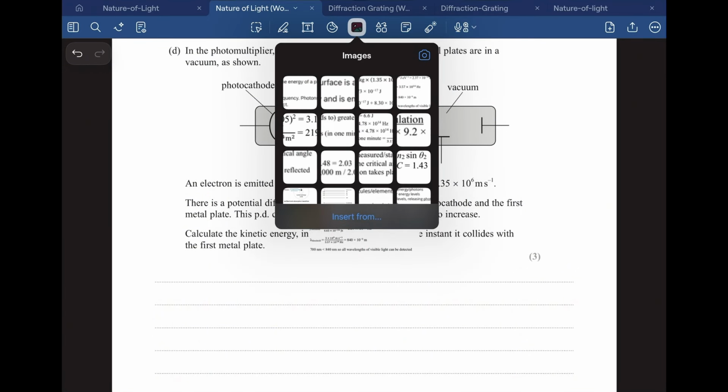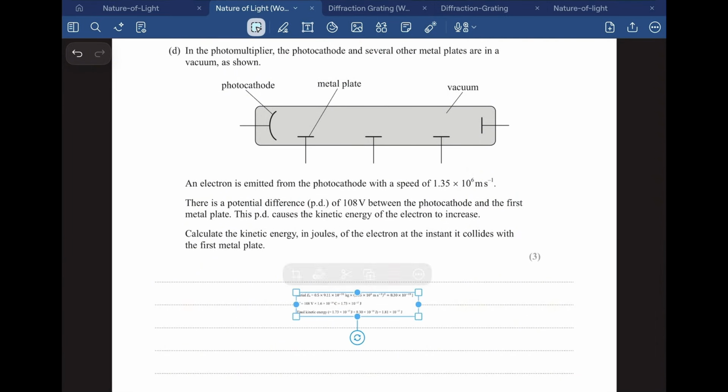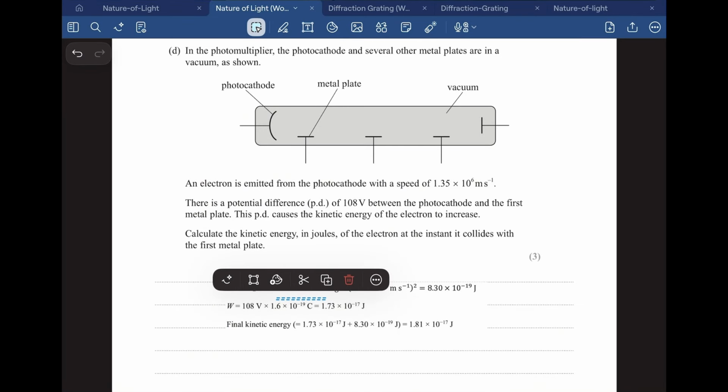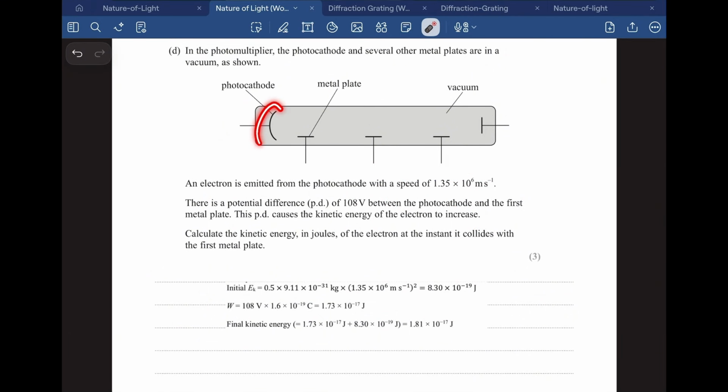Wait, let me bring the thing right here. We can just do it like this. We can just figure the initial kinetic energy, which is half into the mass of the electron multiplied by this speed squared, which will give us the initial kinetic energy when it was just emitted from the photoelectrode, and then a further potential difference was applied to increase its kinetic energy even more.